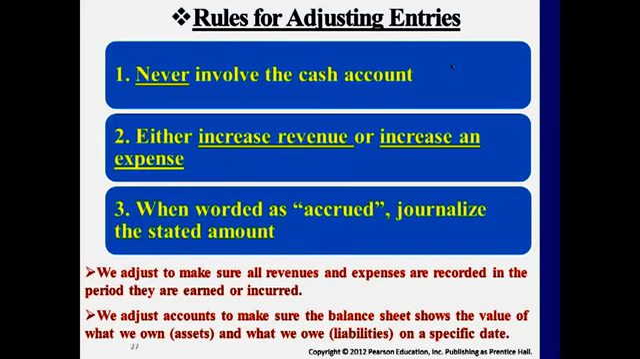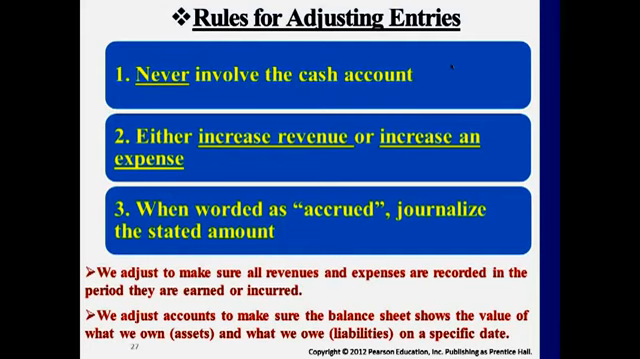Now some of the rules for adjusting entries. The upper title is Rules for Adjusting Entries. It never involves the cash account. This is an adjustment that ties to one of the transactions that happened earlier. Like the supplies example, if you purchase supplies at the beginning of the year, what we're trying to do is recognize the part of supplies that disappeared, that we used up. So the payment is already made before.